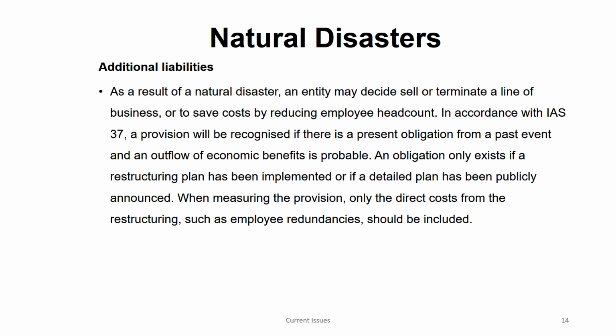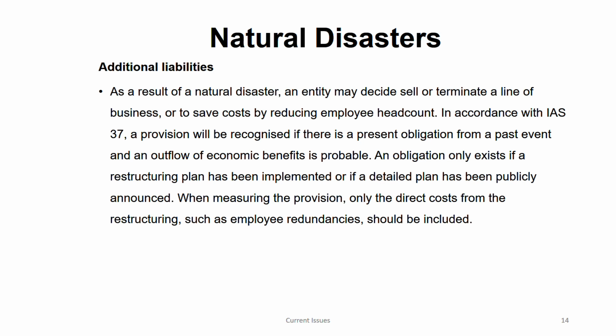Then you recognize a restructuring provision. Okay, so when you're measuring the provision, only the direct cost from the restructuring you can take as a provision. What are examples of direct costs from restructuring? One is employee redundancy. Definitely, when you're going to restructure, the first important area that is going to be affected is employees. So you have to give redundancy. You have to make the employees redundant.